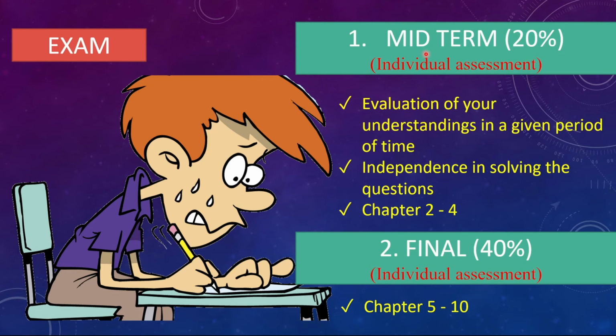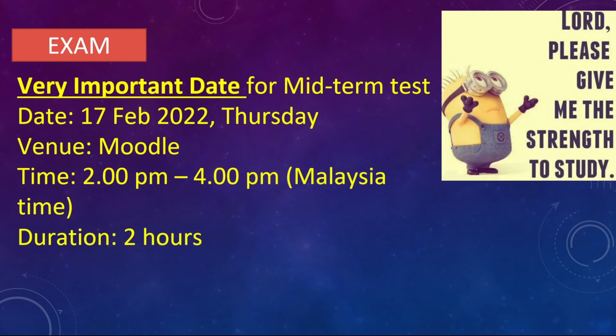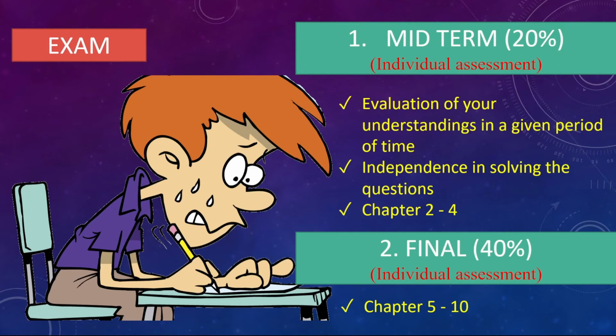Okay, so if you are caught discussing with other people, then we will treat you as academic misconduct. If you are caught for academic misconduct, that will leave a bad record in your academic record, which is not good for you. Okay, so the topics covered for midterm are chapters 2 to 4, which is 3 topics only. Alright. As for final, chapters 5 to 10, 6 topics.